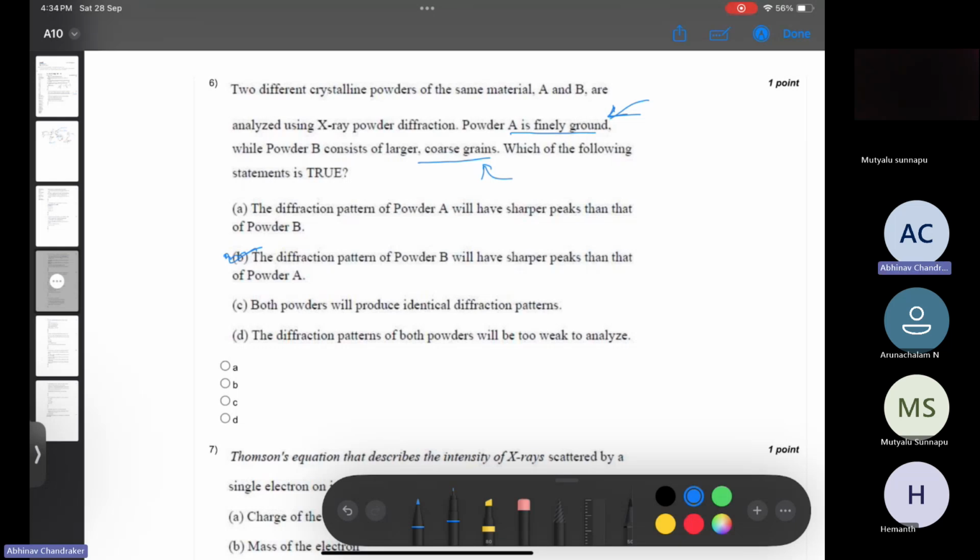Okay, if we assume that just the size of the powders is different, but the internal microstructure of the powders is the same, then we know that X-ray diffraction has to do with the spacing between the atoms and the atomic planes. It doesn't matter how big the particles are. So there should not be any significant difference in the diffraction patterns. So the answer will be C.